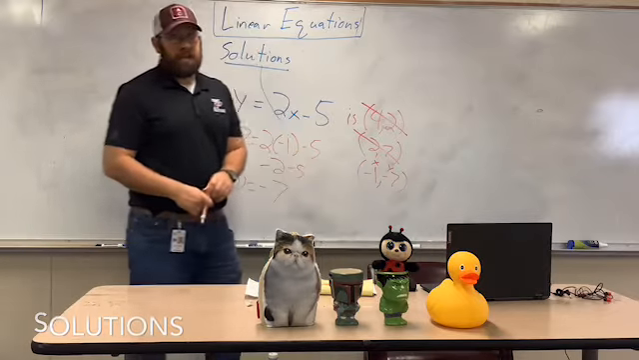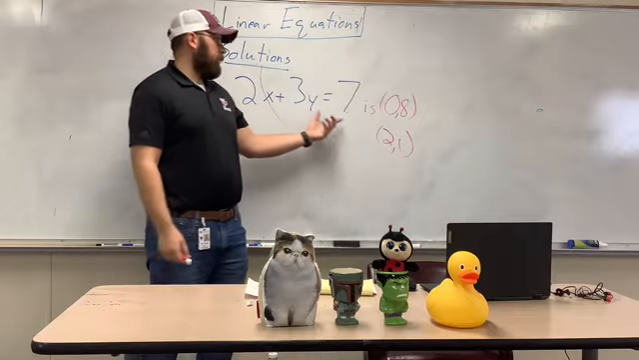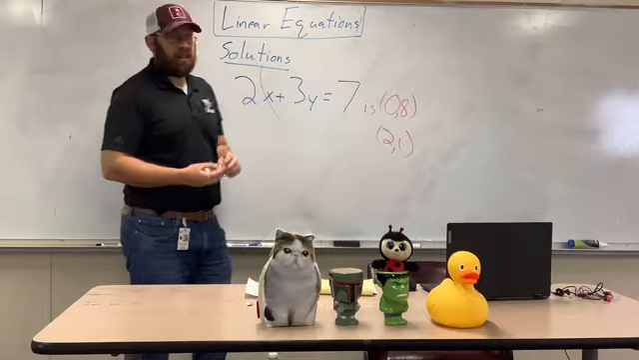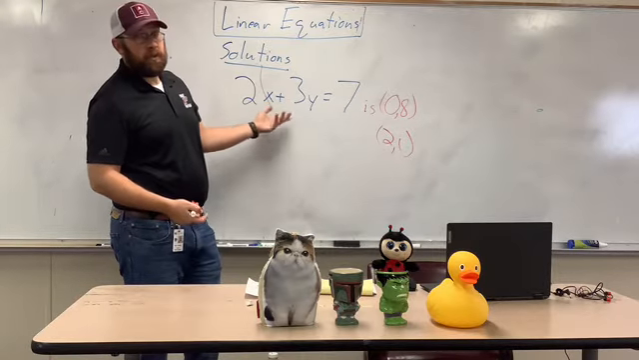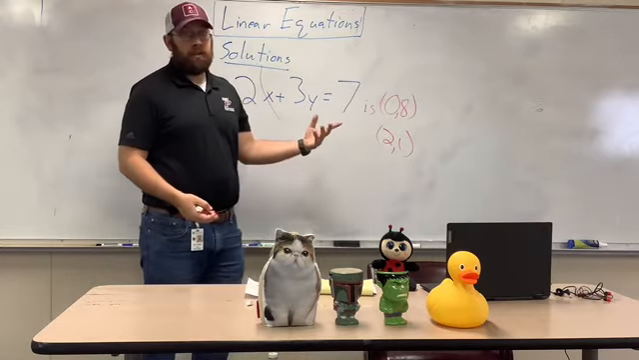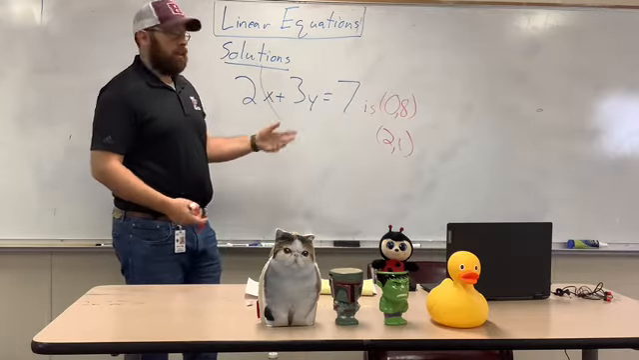Now I'm going to do another example for you. All right, example number 2. 2x plus 3y equals 7. Is (0, 8) or (2, 1) a solution for this? This is just another form of slope-intercept form before you solve it. If you want to, you can go through the whole process of turning it into slope-intercept form, but for what we're trying to figure out here, it doesn't matter.